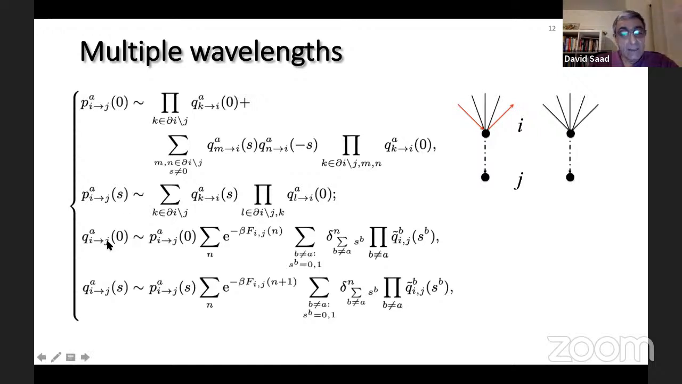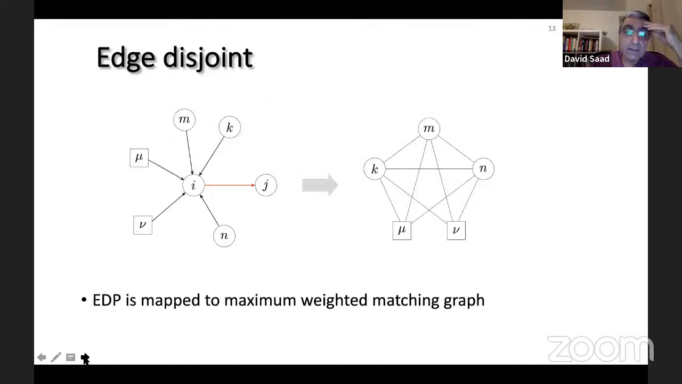Obviously it's more complicated, but if you are interested in the details, you can go to the paper. The other thing that I wanted to point out is what is called the trick of edge disjoint. In the case of edge disjoint, we can consider the communication between M and N and between K and N, for instance, and map all of this problem into a maximum weighted matching graph, which can be solved. This is a trick that Katerina and the Turing group came up with for edge disjoint, and we are using it as well.